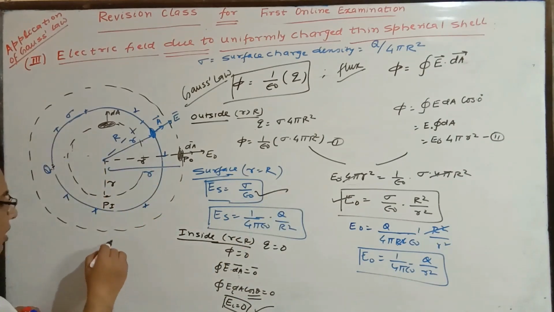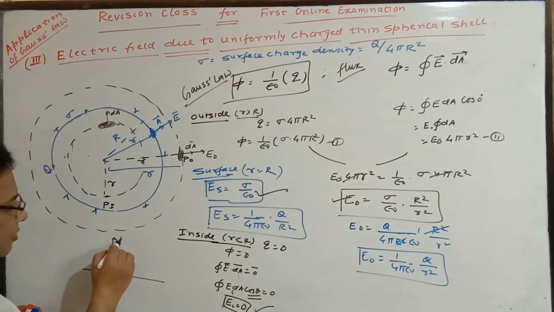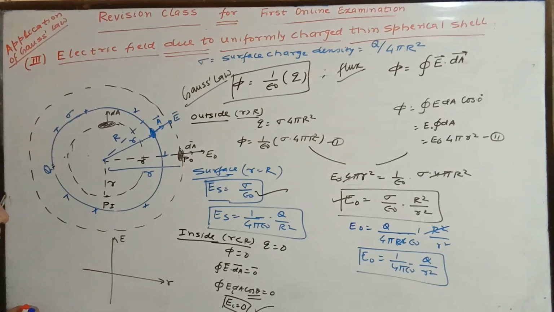If you draw the graph, it is somewhat like this: electric field versus distance for positive sigma. Inside, the electric field is 0, up to the surface radius R. Just at the surface, it is sigma by epsilon naught. Outside, it decreases. So that is the graph for sigma positive. For sigma negative, it is just upside down. That you can draw.